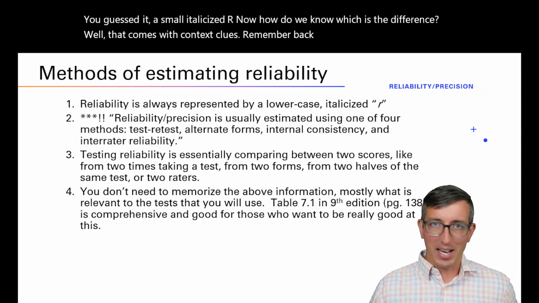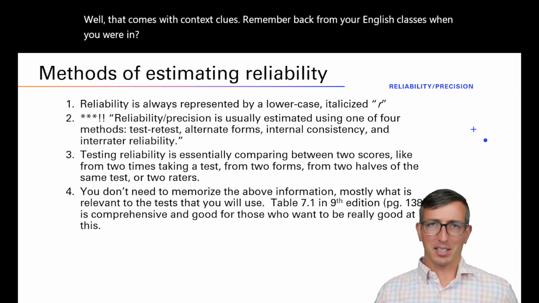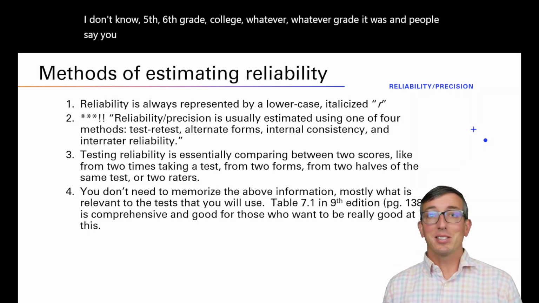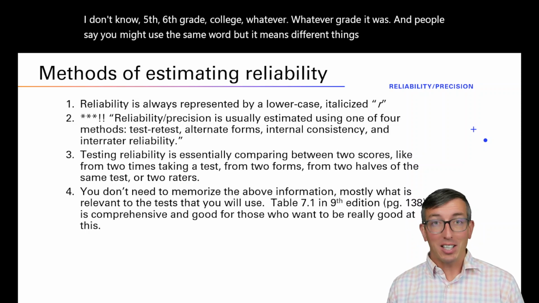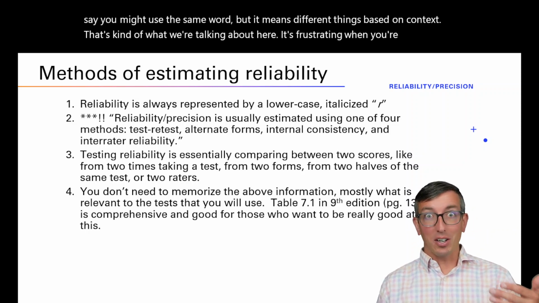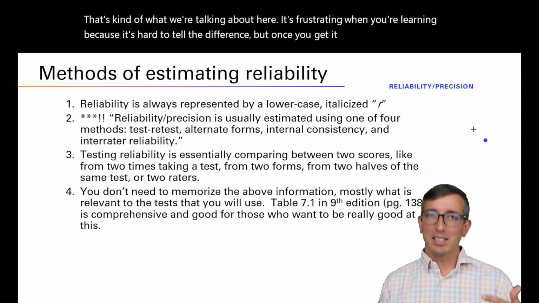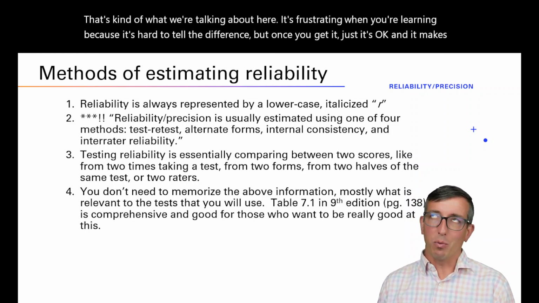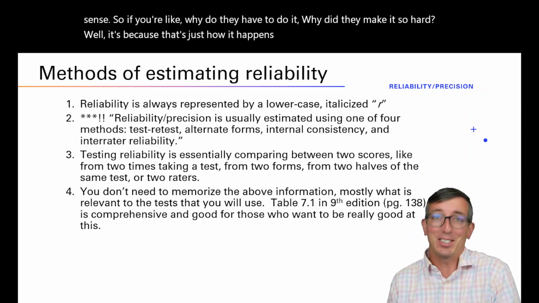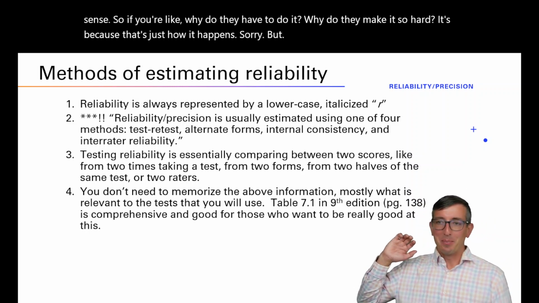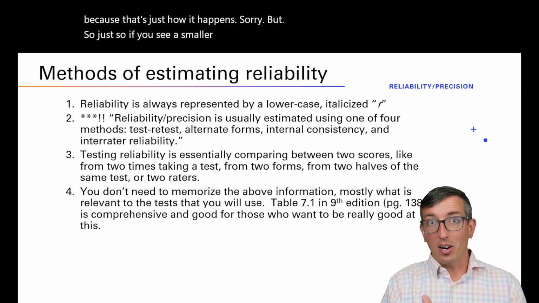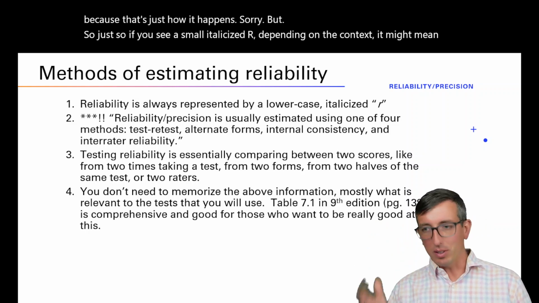Remember back from your English classes when you were in, I don't know, 5th, 6th grade, college, whatever grade it was, and people say you might use the same word, but it means different things based on context. Well, that's kind of what we're talking about here. It's frustrating when you're learning because it's hard to tell the difference, but once you get it, it makes sense. So if you're asking why do they have to make it so hard, well, that's just how it happens. Sorry. But just so you know, if you see a small italicized r, depending on the context, it might mean correlation or reliability. Okay.